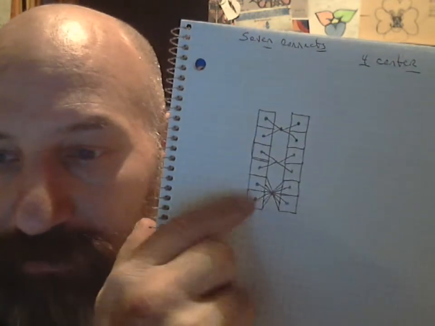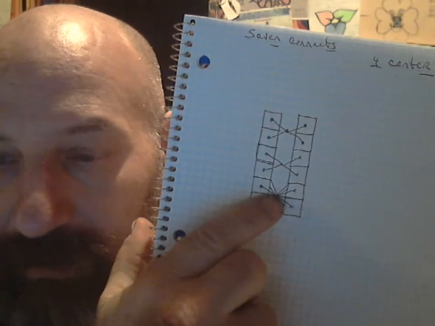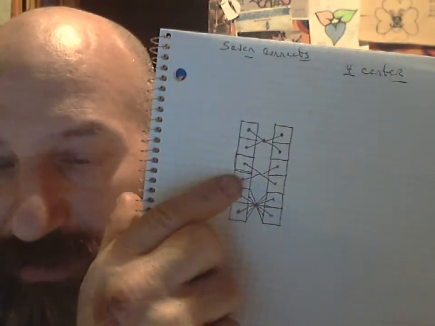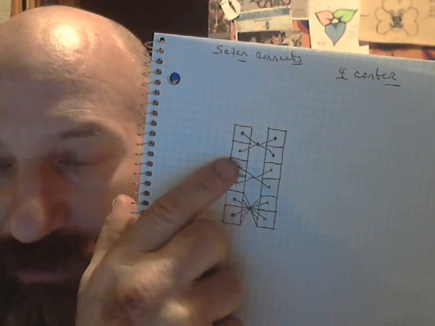4, 1, 4. This is your birth. 4, 1, 4. 4 and 1. 4 and 1. Those are your 3 sets. Then we'll go and we'll do the in-between.